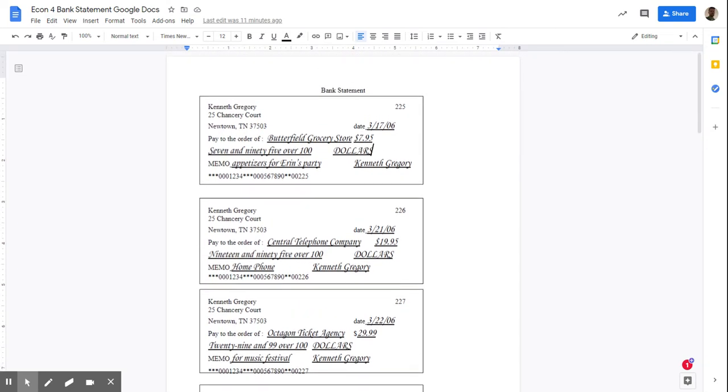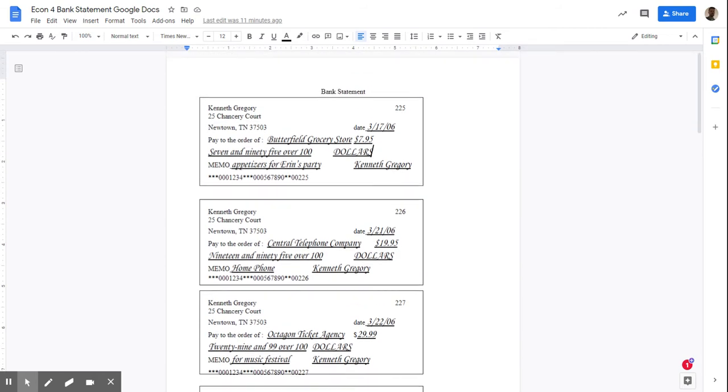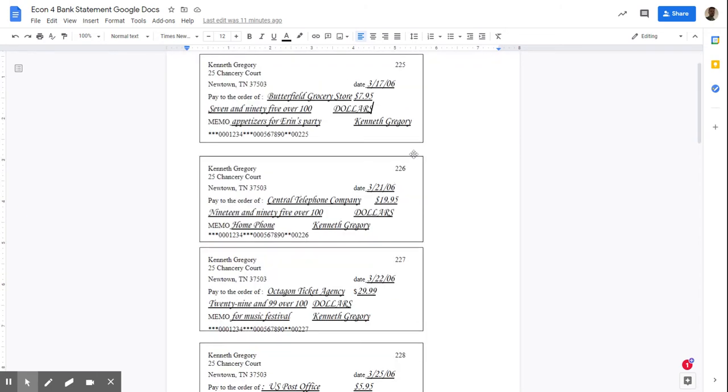So any type of bank statement, of course, this is digital now, so you don't get an actual paper copy of this unless you want to. You can see a copy of the canceled checks. So these are the checks that actually went through the system. The money's already been taken out of your account, and so these are just copies of them. They've already served their purpose.